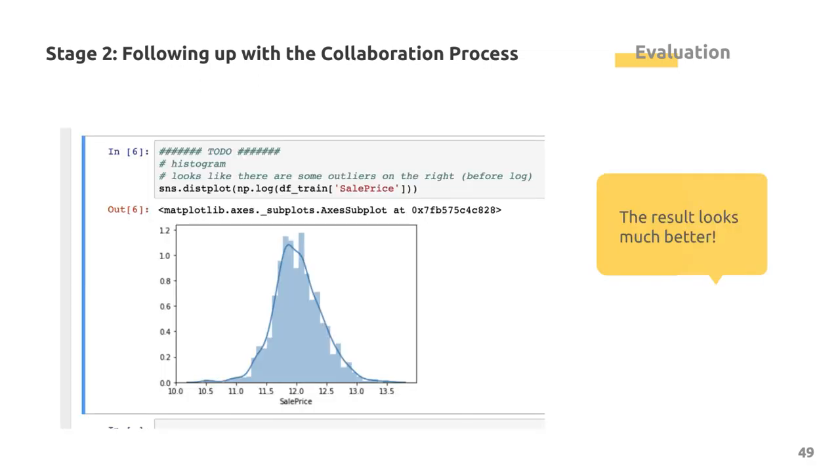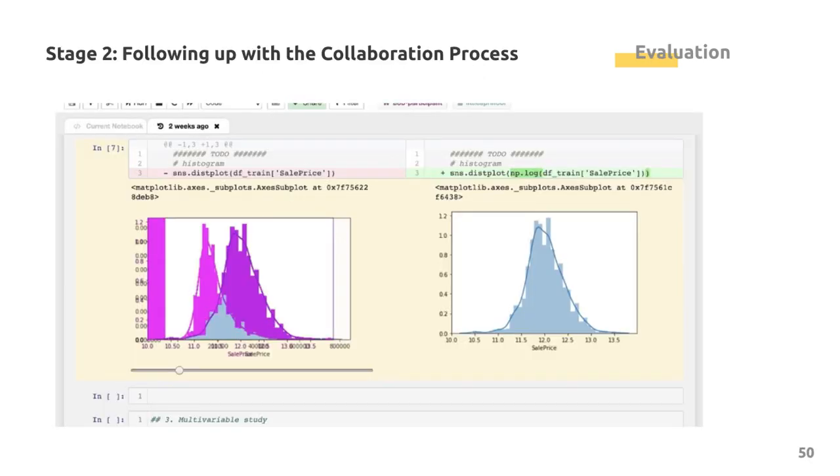For example, participants in the experiment condition were more aware of relevant messages. "The result looks much better" was connected to the cell. Some participants selected this message and the previous message to generate a diff view. They were able to see that prior collaborators applied a log transformation, which made the distribution plot look less skewed.